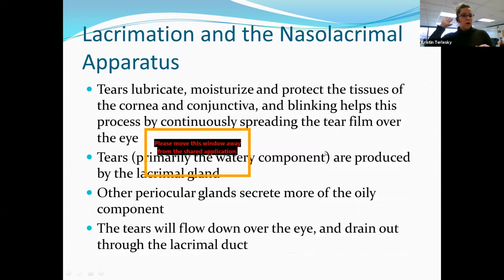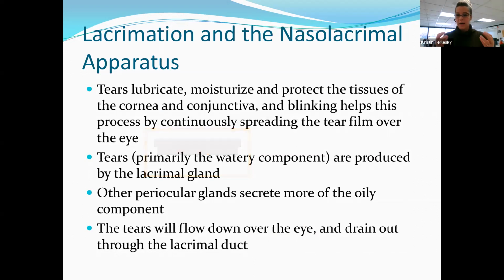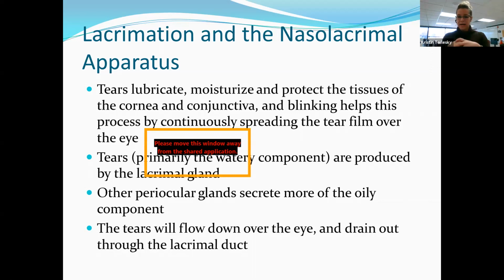All right, so again, talking about the tears there, the tears lubricate, moisturize, they protect the tissues of the cornea, the conjunctiva. Blinking helps move the tears all over the place. So blinking is good. That helps move everything out of there. The watery component is produced by the lacrimal gland, and there's other glands around the eye that are going to produce oil, and they kind of just mix together and they help that eye out.